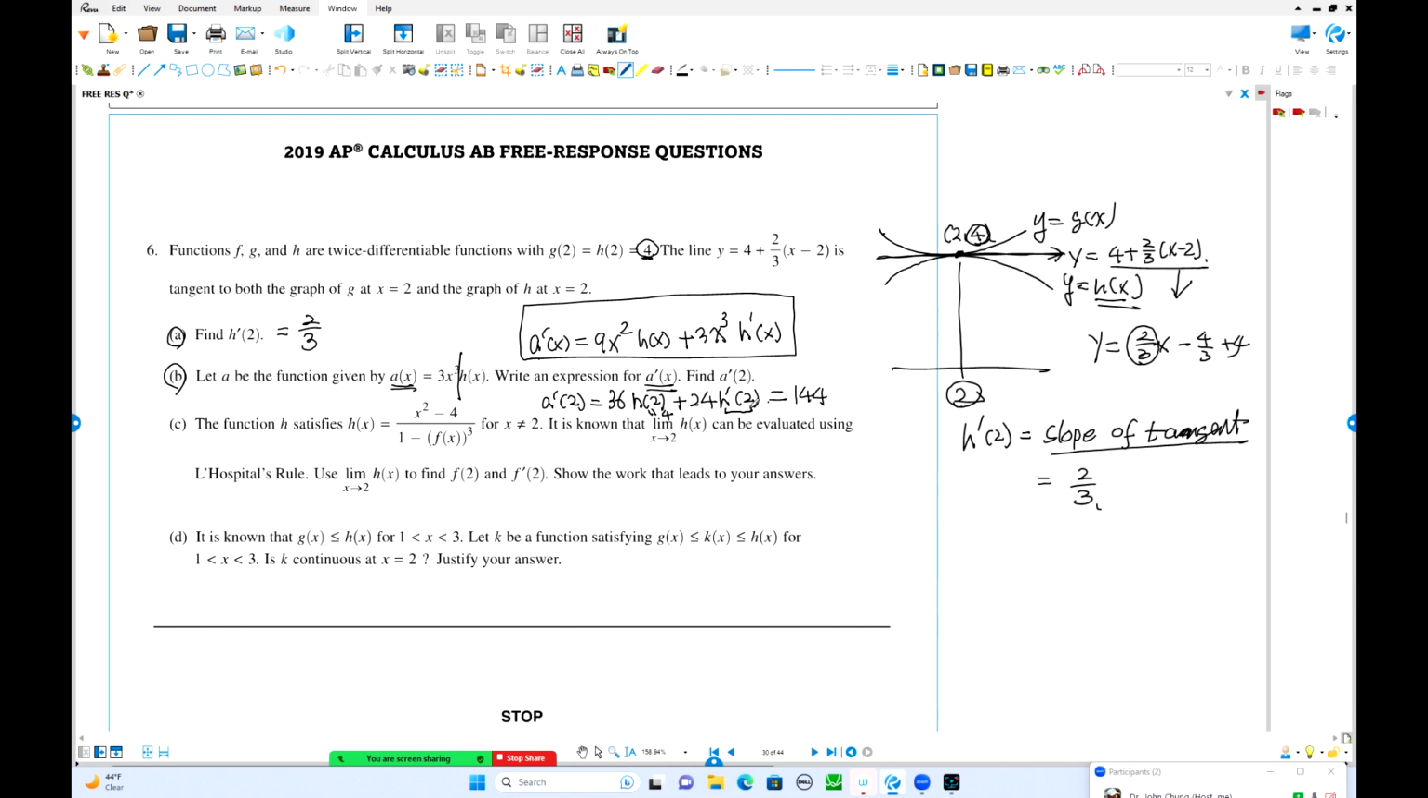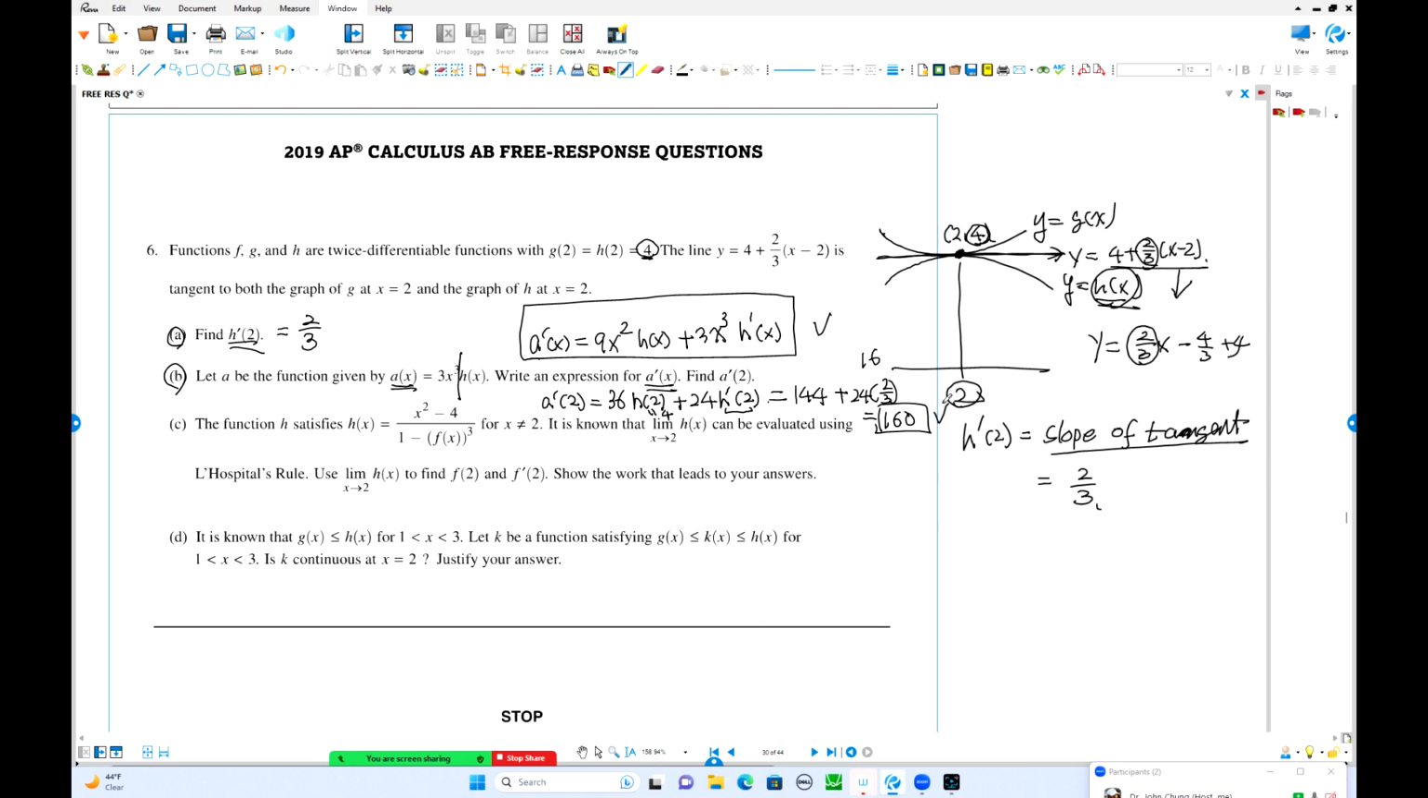And h prime of 2: we already got it over here. The slope of the tangent at x equals 2 is 2/3. So plus 24 times 2/3, which is exactly 16. So 144 plus 16 equals 160 is the answer. I think parts A and B are okay, right? That is not hard, I think.